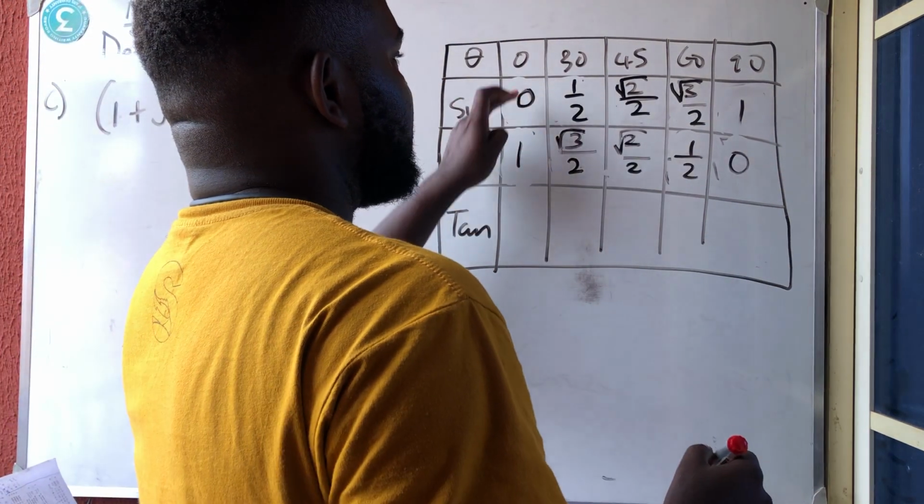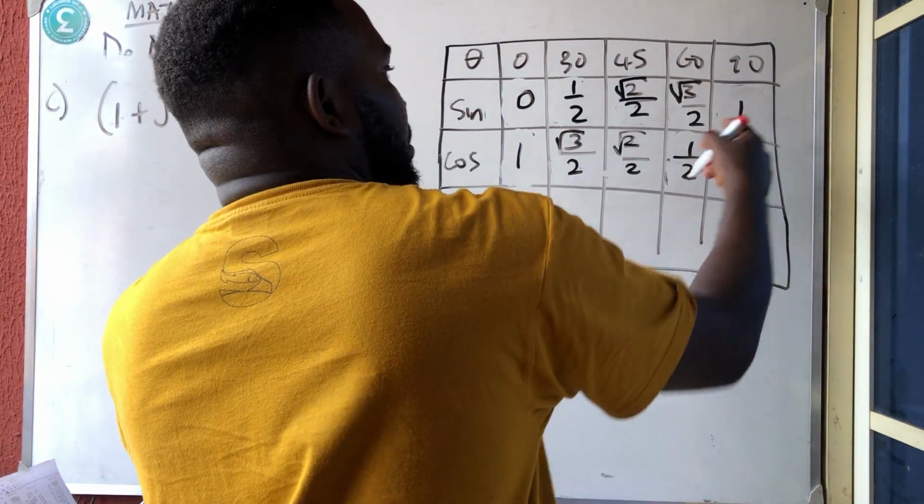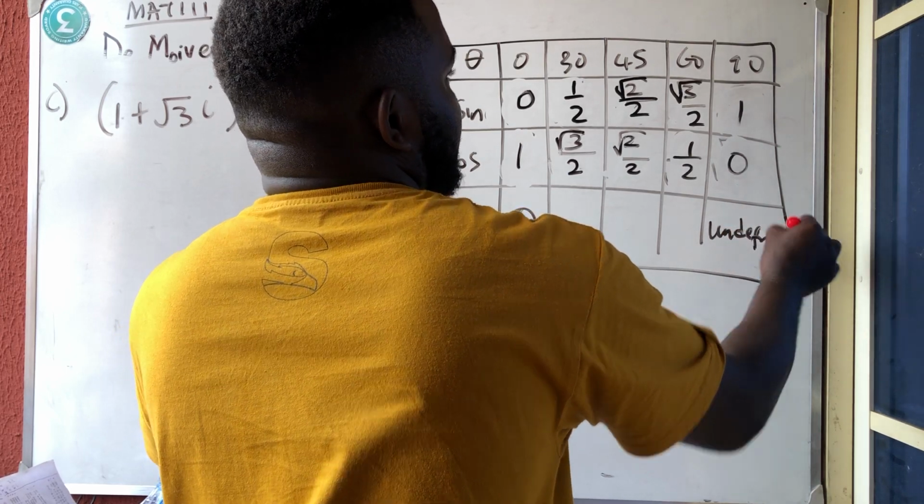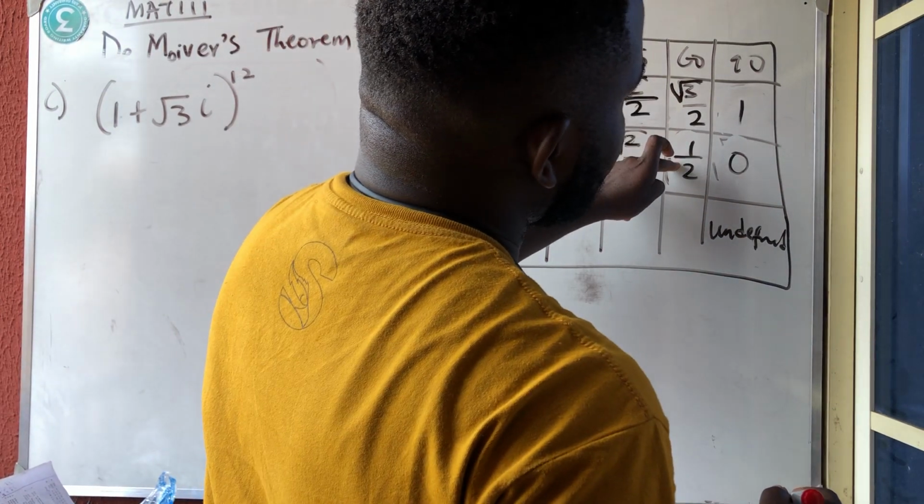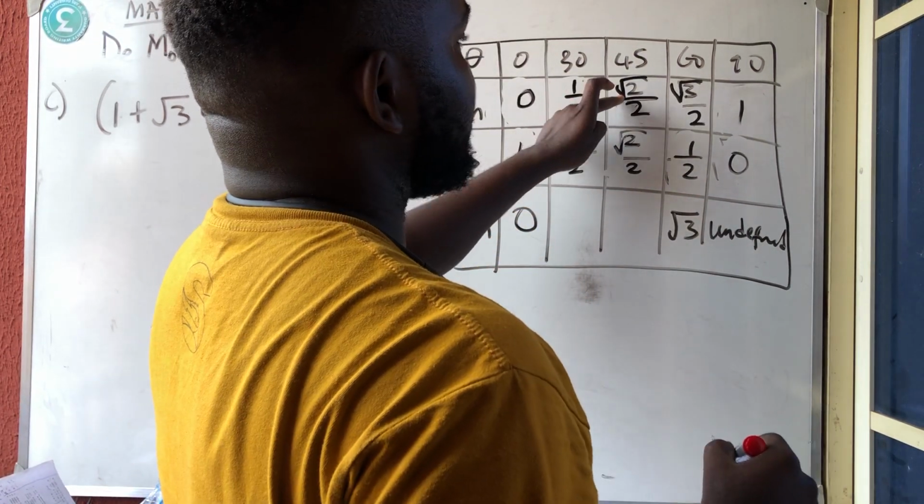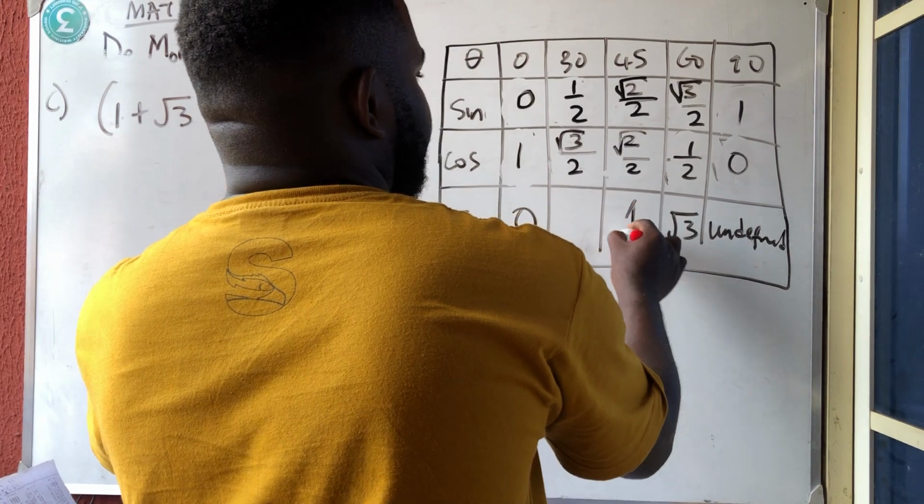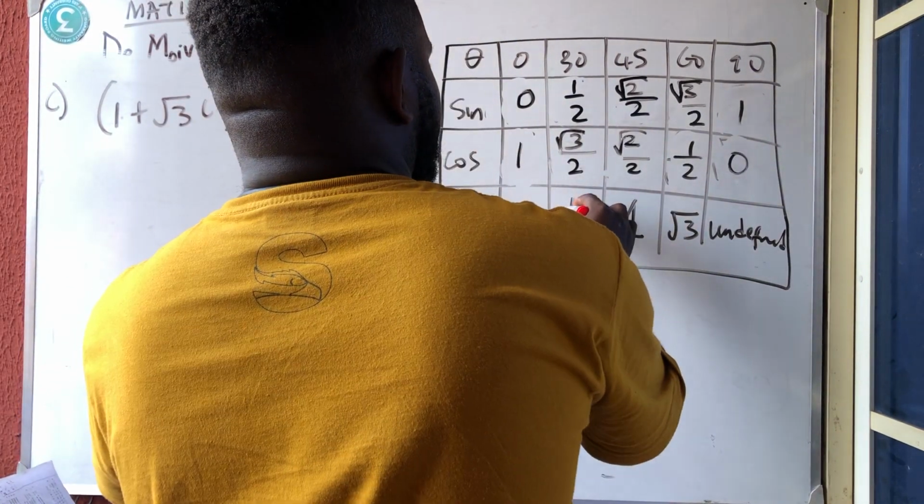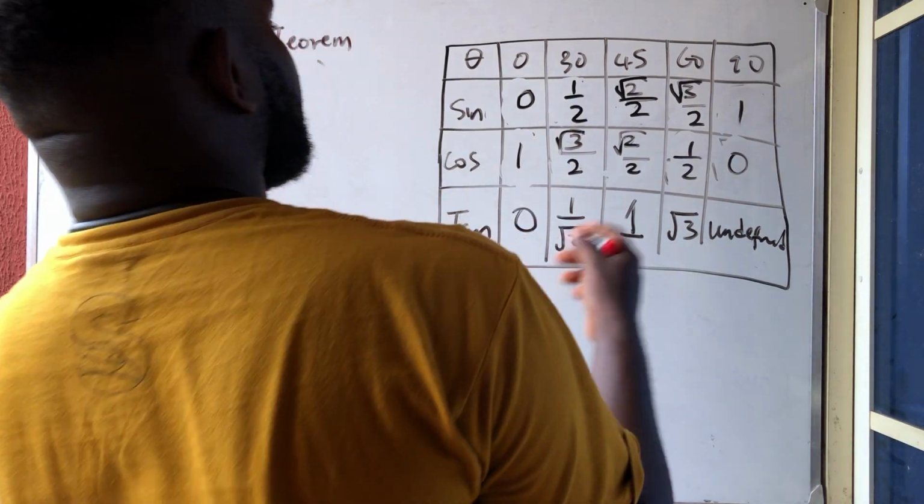This divided by this. 0 divided by a number is 0. But a number divided by 0 is undefined. So divide. This divided by this will give you root 3. You can do the division. Something divided by itself gives 1. Then this divided by this will give you 1 over root 3. Okay, so that is that.